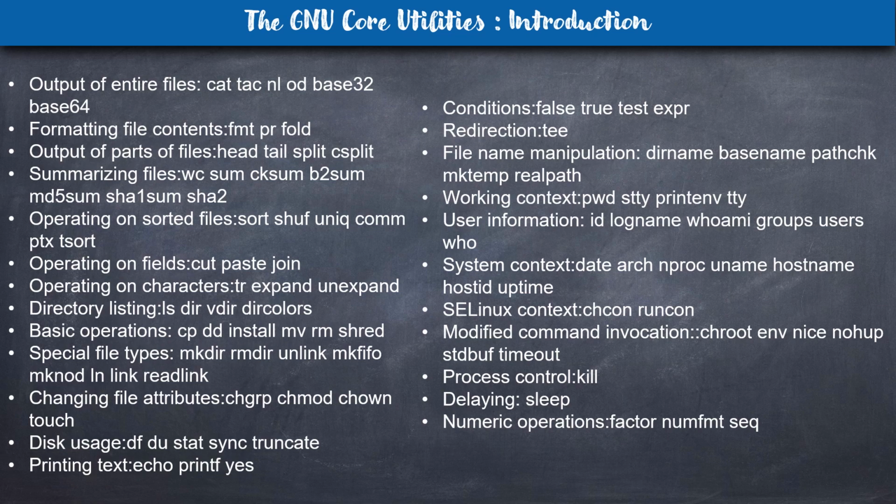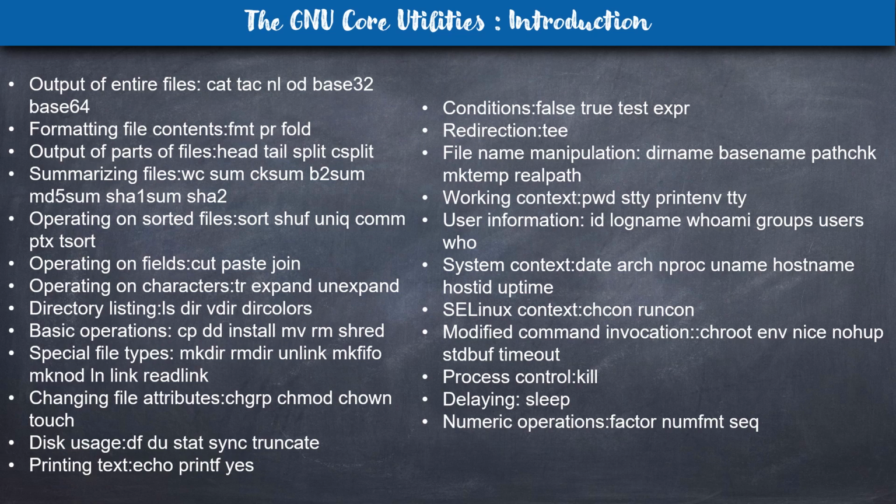Then printing text: echo, printf, yes. Then we have conditions like false, true, test, expr. Redirection: the tee command is there, for redirection on the terminal and in a file, like two-way redirection. Then we have file name manipulations like dirname, basename, pathchk. We will learn all these categories one by one. So hope you will be with us, and let's learn this.